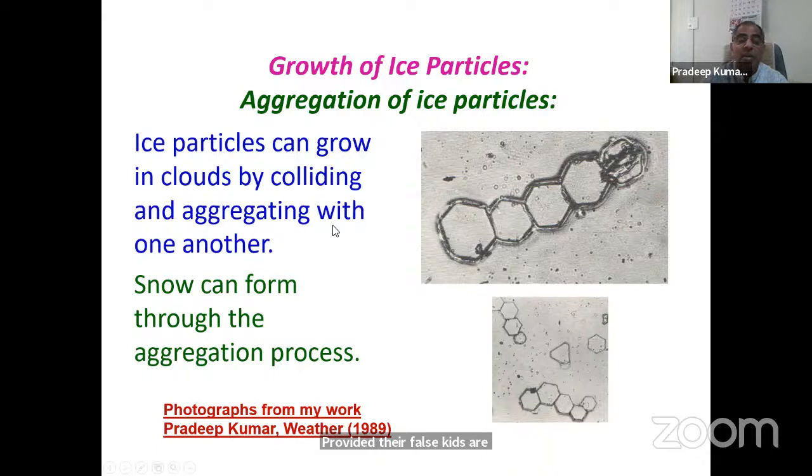And this is a process through which snow can form. Snow can form through the aggregation process, where different ice crystals of different shapes can stick together and fall down. Okay, this is again from my work, which is published in Weather 1989.